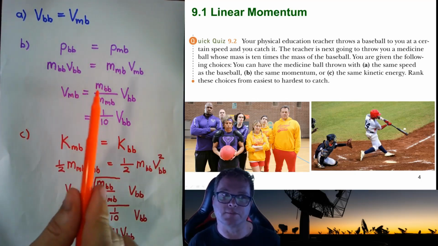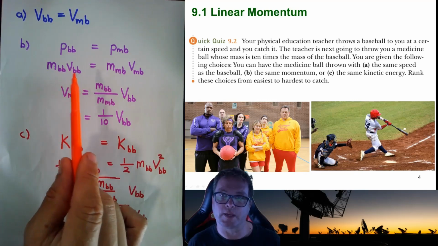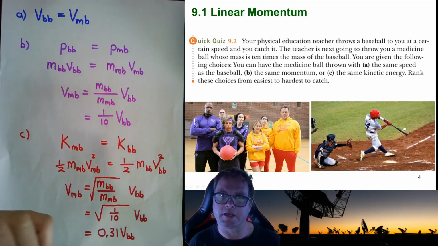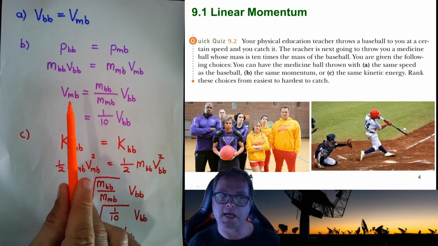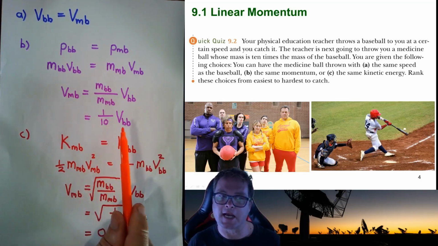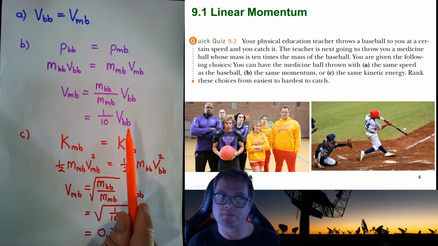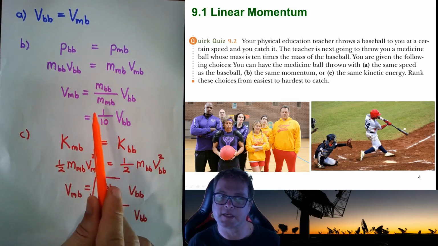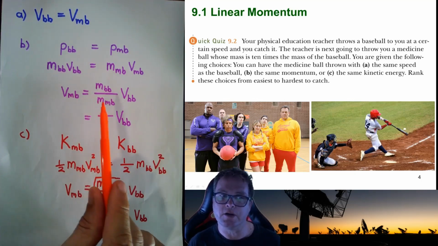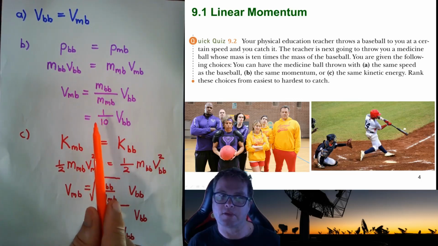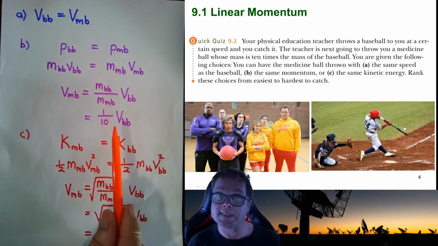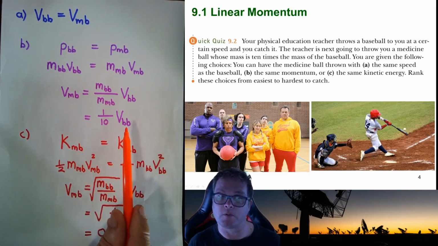So in order for us to make that comparison, what we need to do is substitute the values in, and then rearrange the equation such that on one side we have the speed of the medicine ball, and on the other side we have the speed of the baseball, along with some other numbers in front of it. So substituting those values in and rearranging, we can see that the speed of the medicine ball is 1/10 that of the baseball.